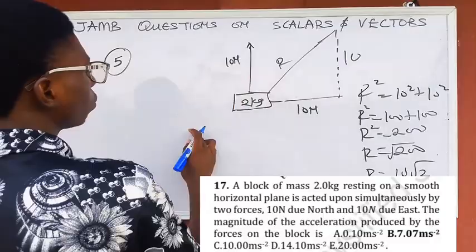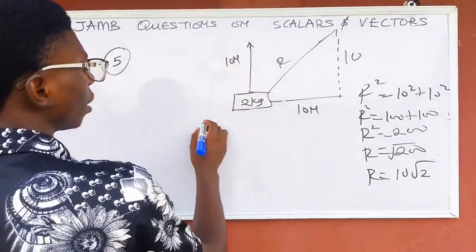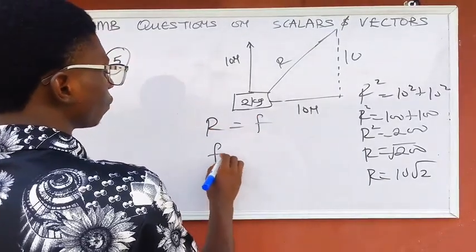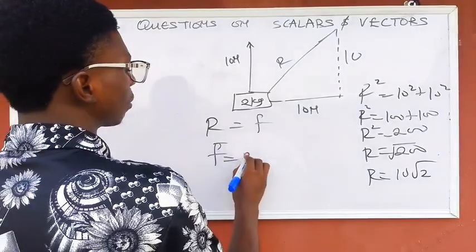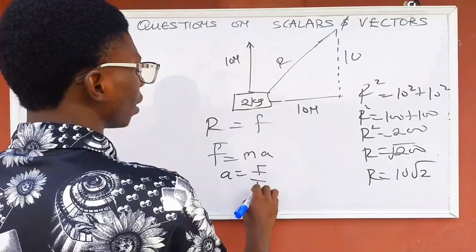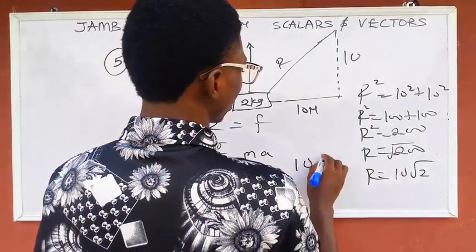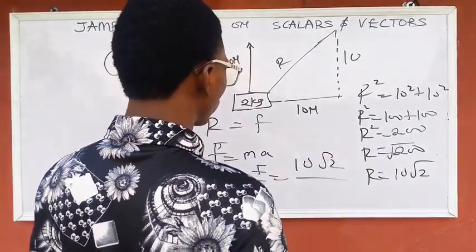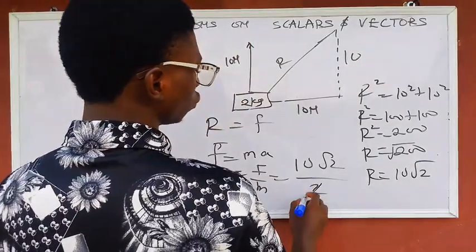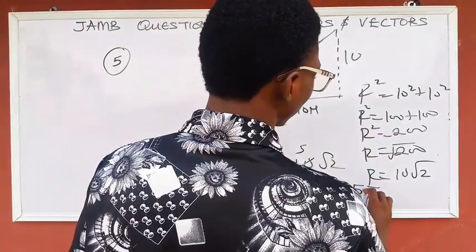So now we are going to calculate the acceleration. Now I told you that R is equal to F. So F, which is the force, is equal to what? Mass times acceleration. So acceleration, you get F over M. What is the F? This one, 10 root 2, all over M, which is the 2, the mass of that body. 2 cancels, then that will be 5 root 2.